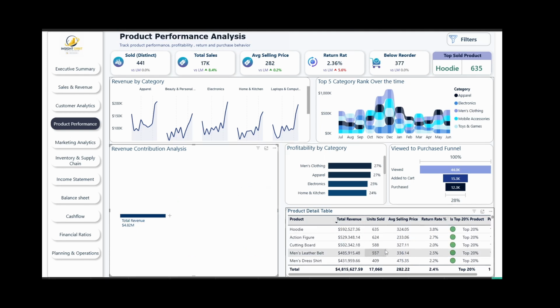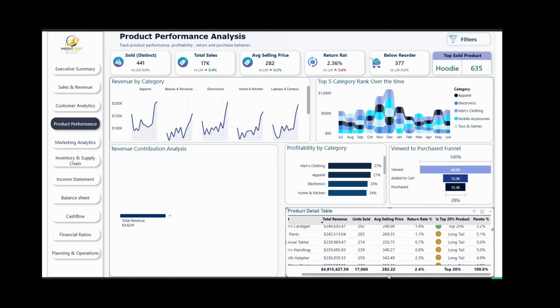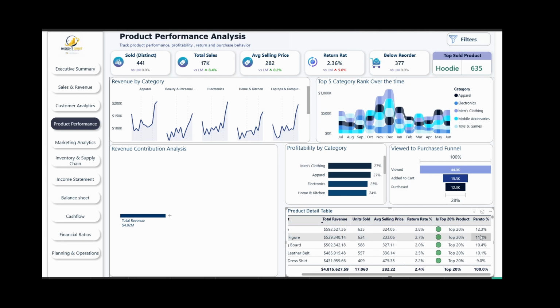And this is the product details table, and this includes the product name, total revenue, units sold, average selling price, return rate, and top.